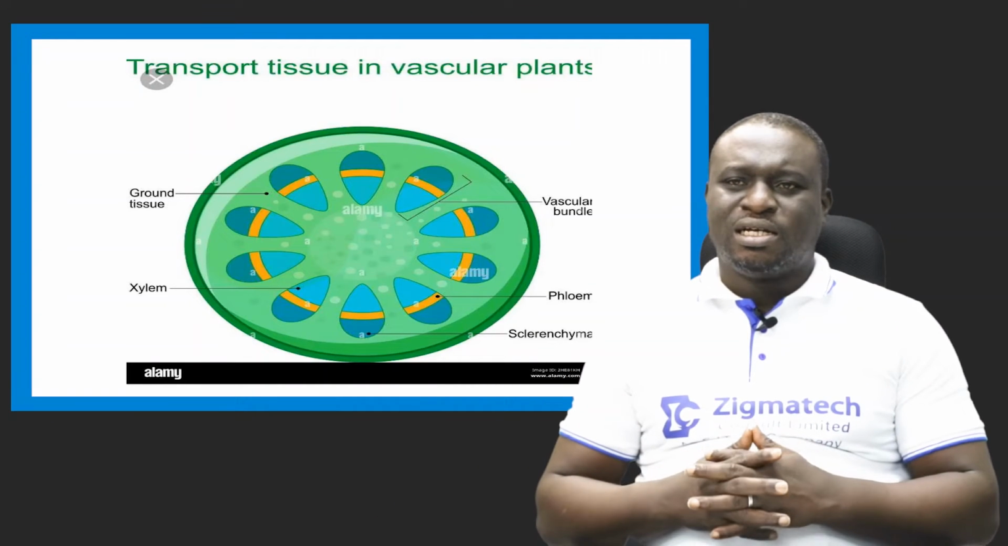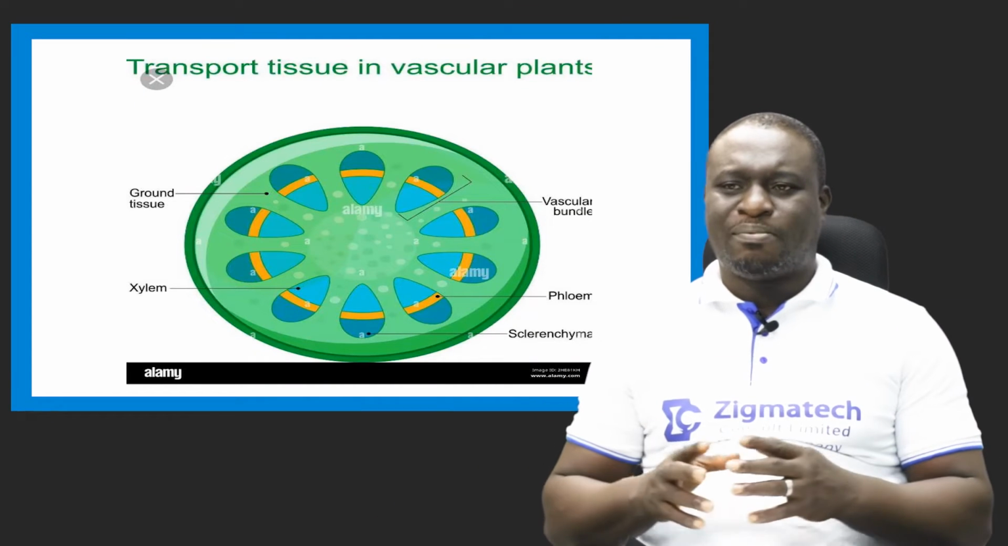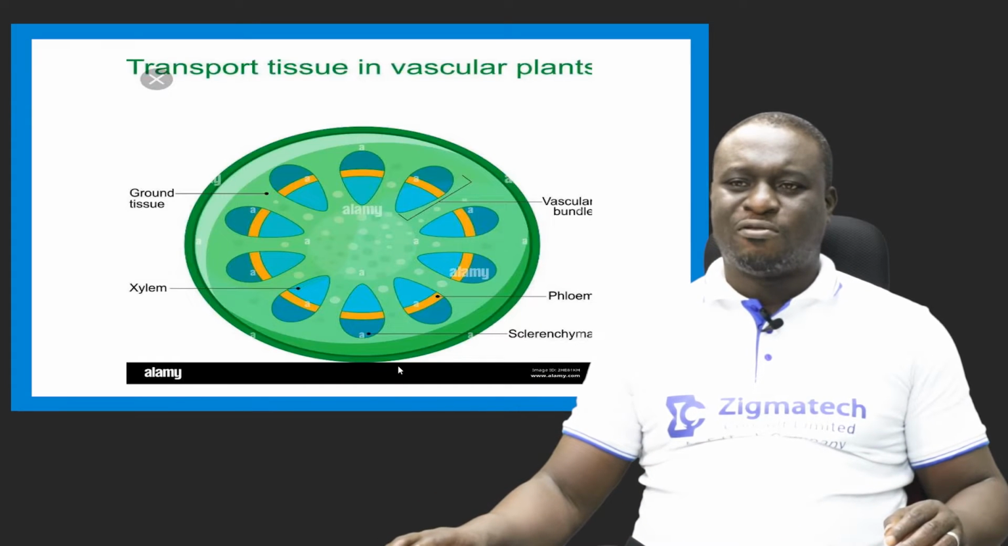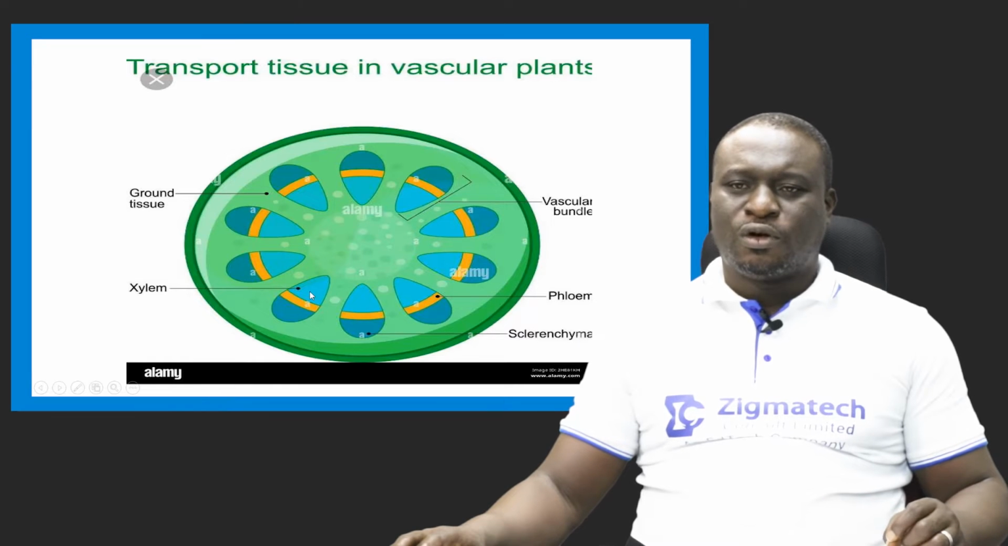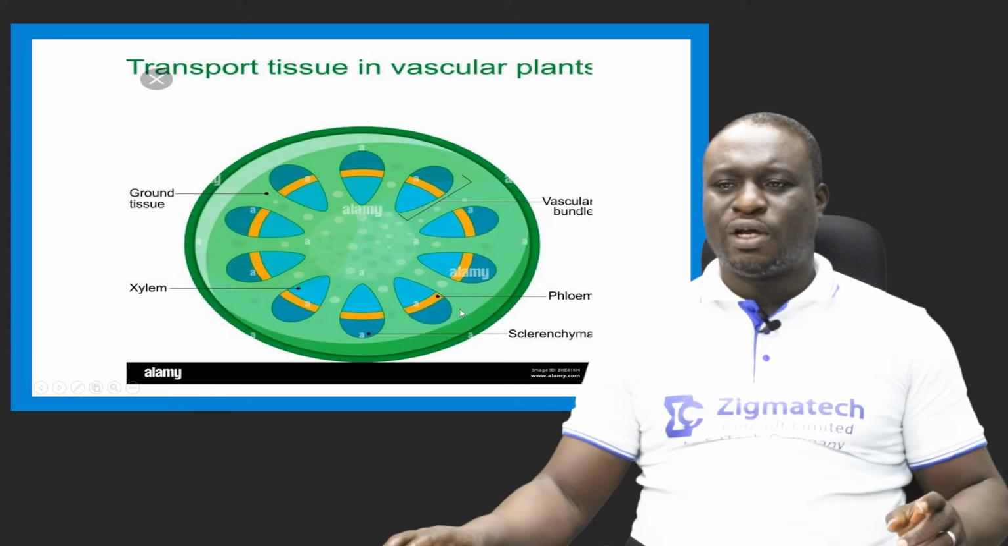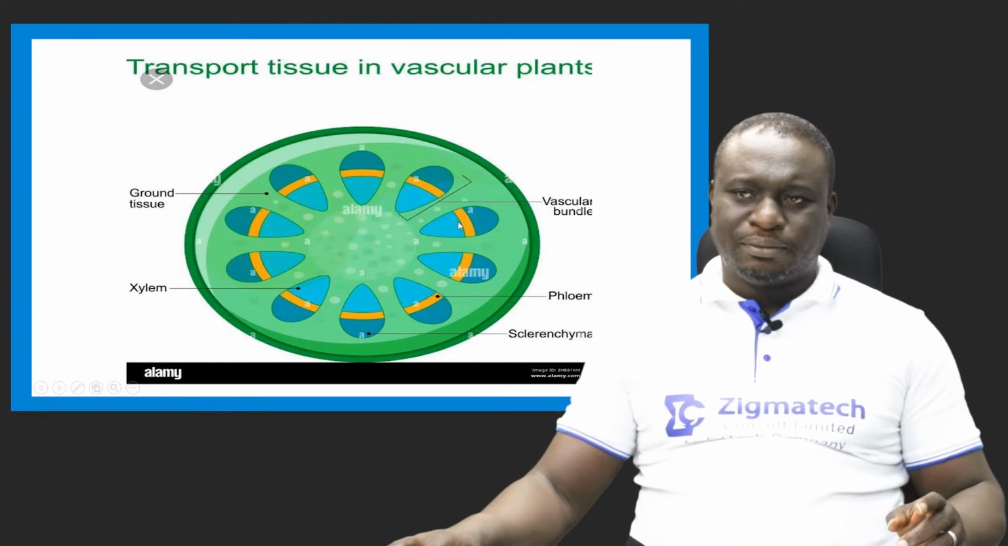Take a look at what it looks like. Now, this is the transport tissue in vascular plants. As you can see, we have the vascular bundle, as we have here, and the vascular bundles are made up of the xylem and the phloem. You see the light blue color, or the sky blue color there, that's the xylem, and then the orange color represents the phloem.